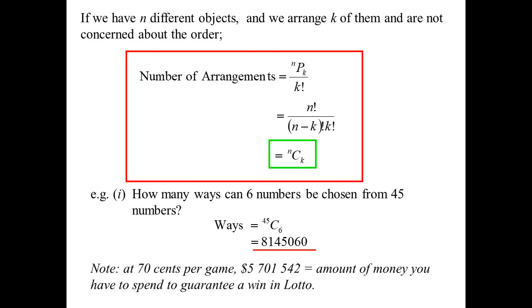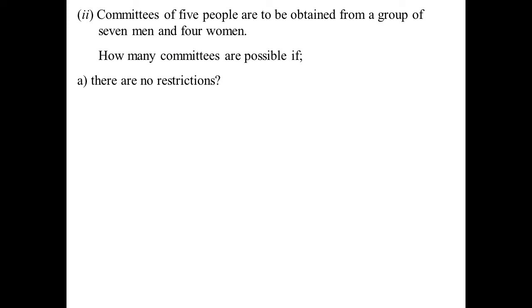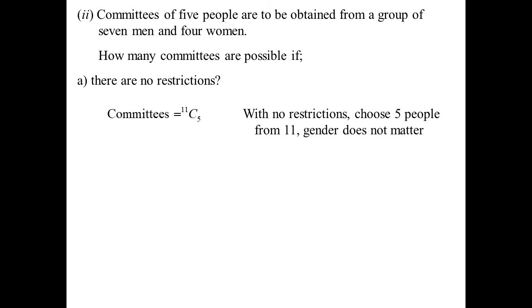Committees of 5 people are obtained from a group of 7 men, 4 women. How many committees can we form if there's no restrictions? Well, if there's no restrictions, it's just 11C5, because I'm choosing from 11 people.